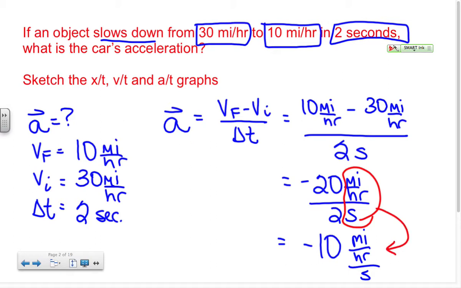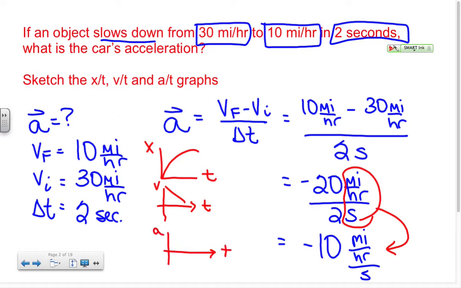Now, if I were going to sketch the xt, vt, at, I know this object is going in a positive direction because my velocities are positive. I also know that this object is slowing down. So xt, vt, at. And if this object is slowing down and it's moving in a positive direction, then that means my acceleration has to be the opposite direction. So my at is going to be in the negative area. Go ahead and show your work and do the calculations that are left on the sheet.